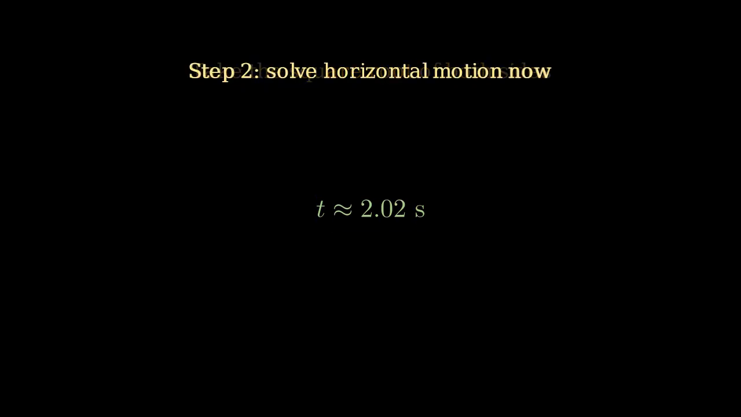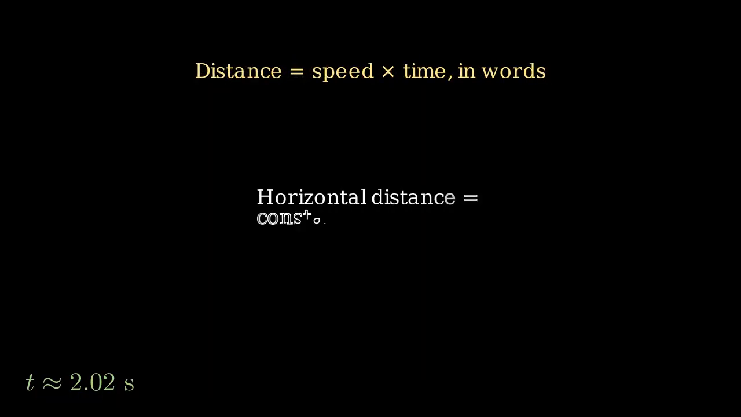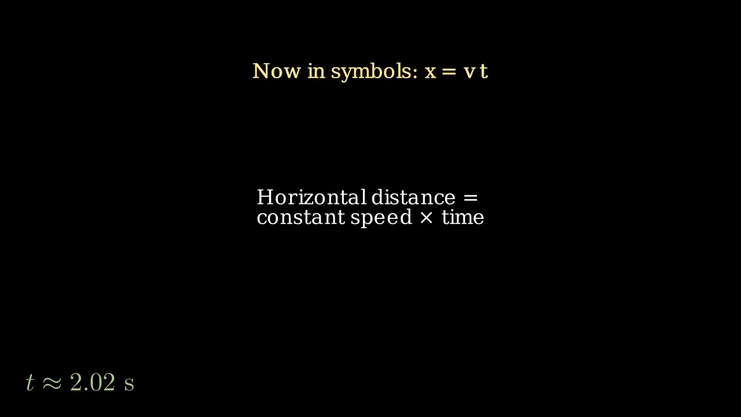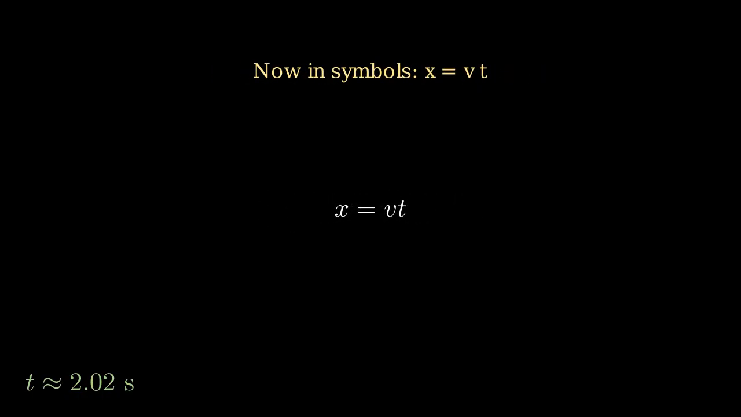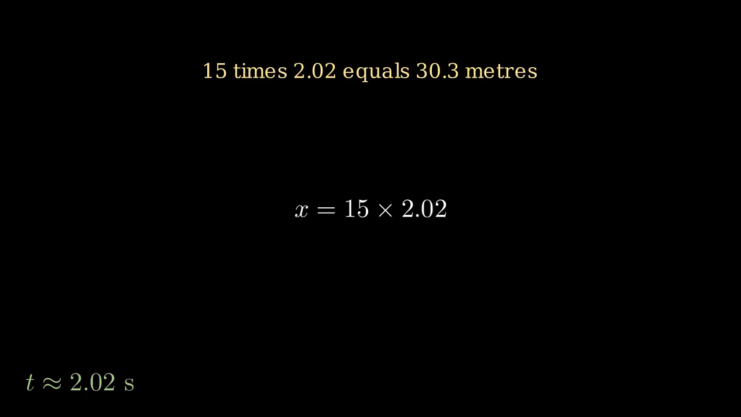Step 2 is to solve the horizontal motion using this same time. In plain words, the horizontal distance travelled equals the constant horizontal speed times time. In symbols, this is x = vt. We put in the known numbers: x = 15 × 2.02. Multiplying 15 by 2.02 gives x = 30.3 meters.